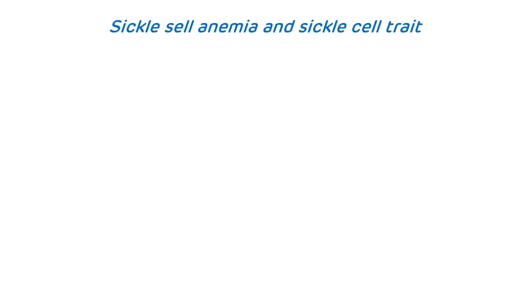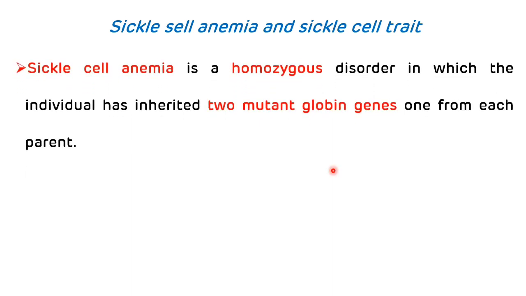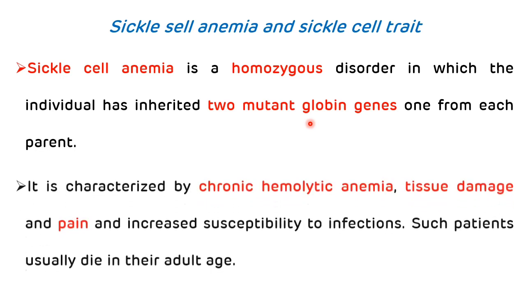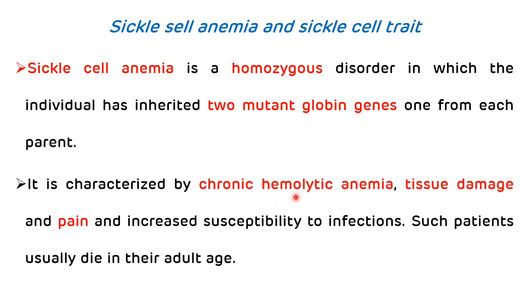Now, sickle cell anemia and sickle cell trait. Sickle cell anemia is a homozygous disorder in which the individual has inherited two mutant globin genes, one from each parent. It is characterized by chronic hemolytic anemia, tissue damage, pain, and increased susceptibility to infections. Such patients die in their adult age.